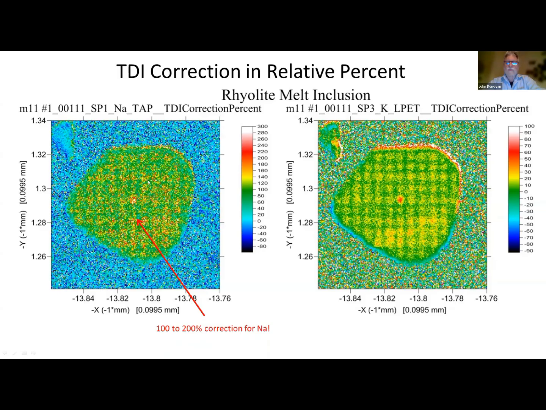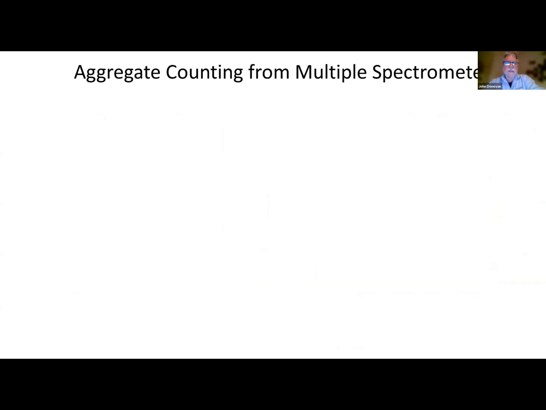So this is how much we change each pixel by. In the quartz, you could see we essentially had close to zero change in the sodium intensity because, of course, there's no sodium in the quartz. In the melt inclusion, though, we have about maybe 100 to 200% correction, depending on the pixel. And for potassium, we also see probably about a 10 to 20% correction. So that's kind of cool. And these plots are generated automatically, by the way, in our software.